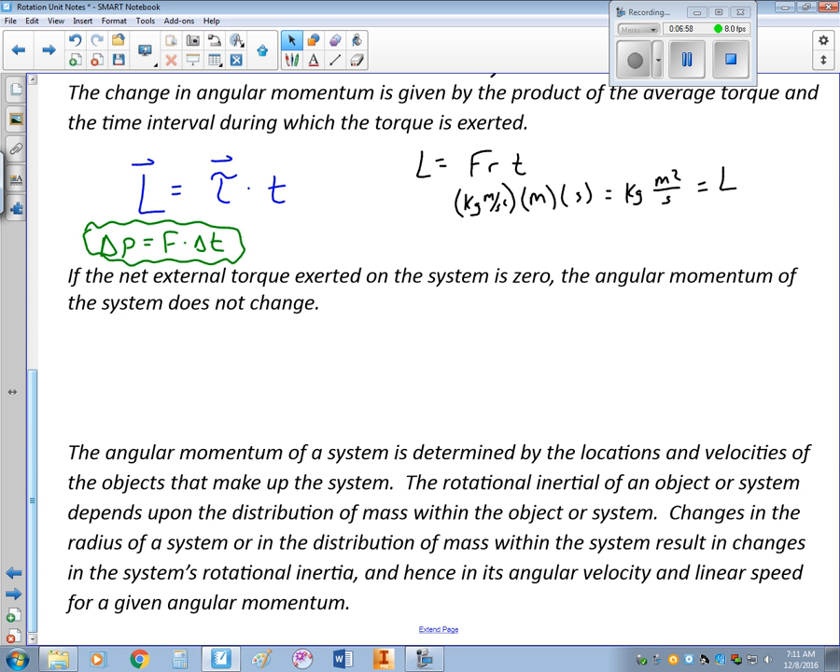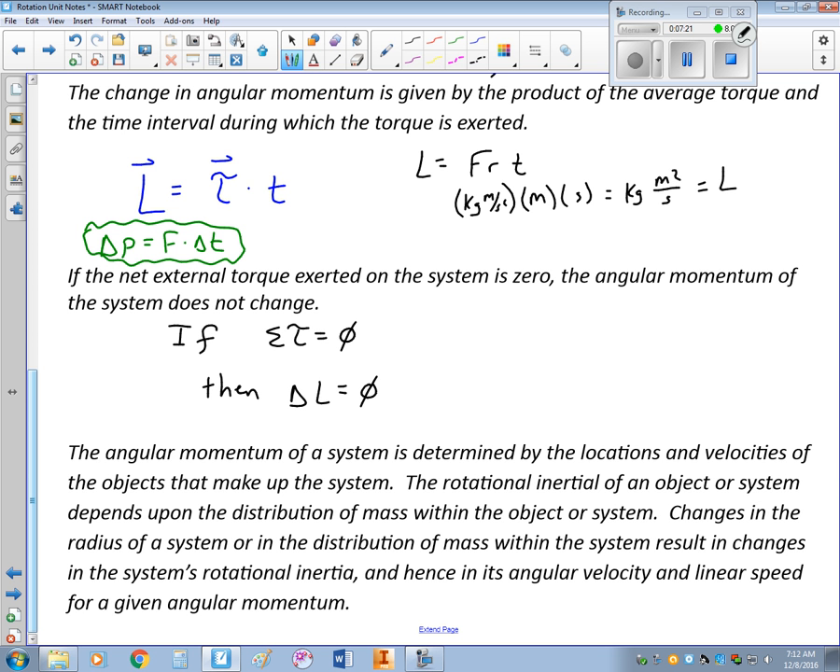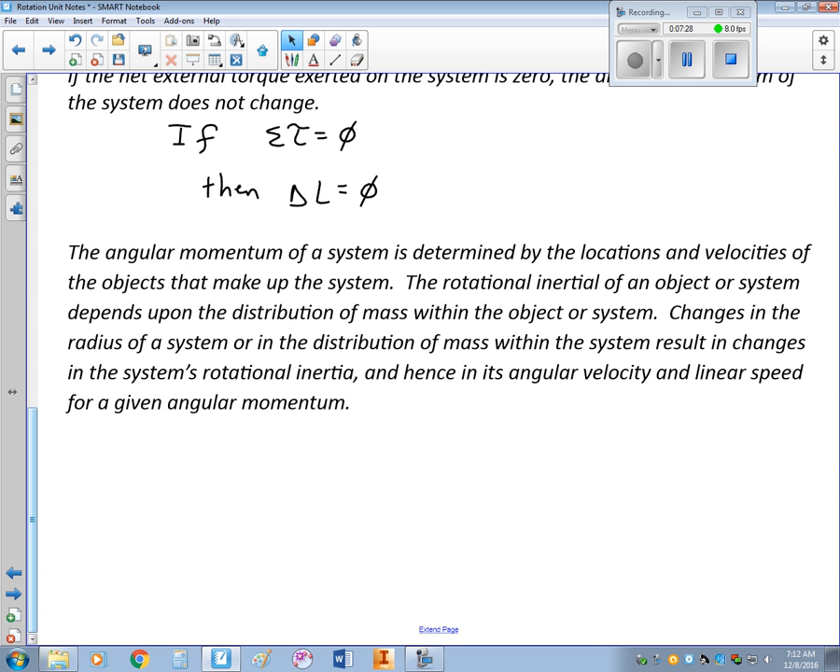If the net external torque exerted on the system is 0, the angular momentum of the system does not change. So, if the net torque on a system is 0, then the change in angular momentum will be 0 as well. The angular momentum of a system is determined by the locations and velocities of the objects that make up the system.